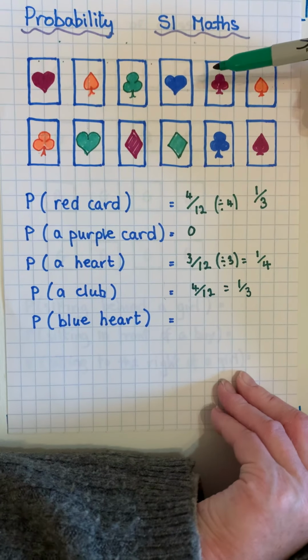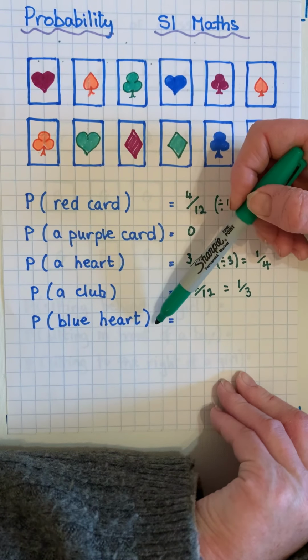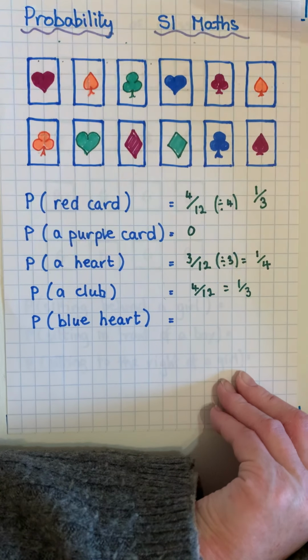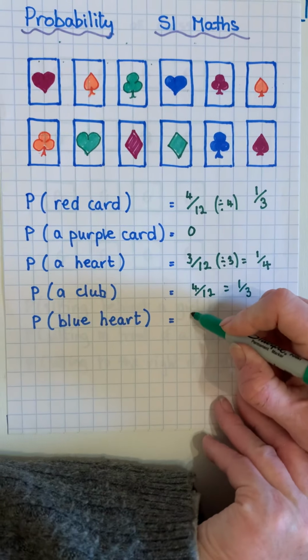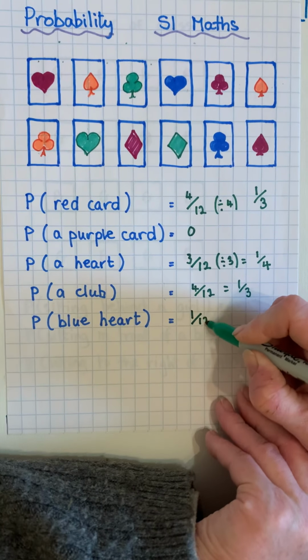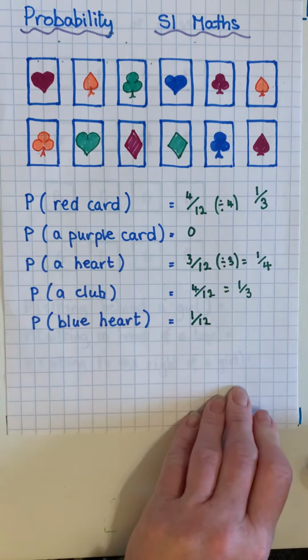And lastly, what is the probability I will choose a card with a blue heart? There's only one card with a blue heart. That's 1 out of 12. That cannot be simplified.